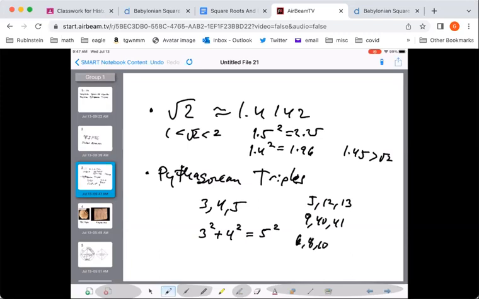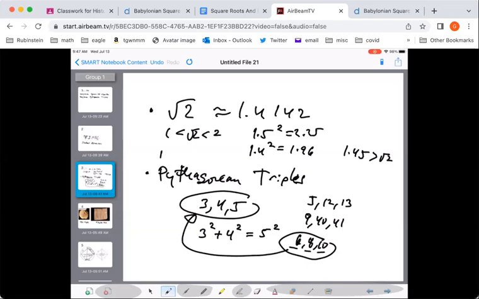And the question is, does that count as a new Pythagorean triple? Well, yes and no. Yes, 6, 8, 10 is a Pythagorean triple, but because 6, 8, and 10 have a common factor of 2, and it can be reduced to 3, 4, 5, we say 6, 8, 10 is a Pythagorean triple, but it would not count as what's called a primitive.